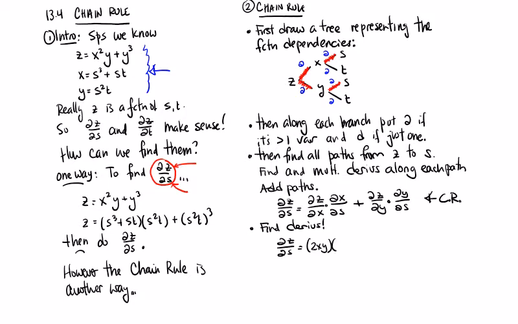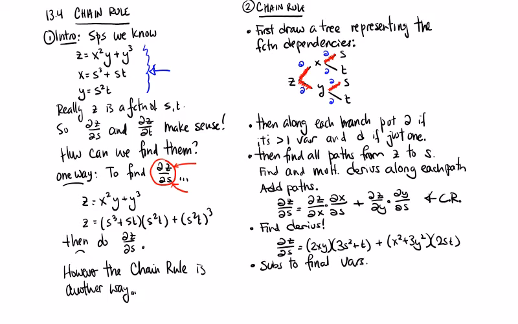Partial x, partial s is 3s squared plus t. Partial z, partial y is x squared plus 3y squared. And partial y, partial s is 2st. And then the last thing we do is substitute to the final variables.